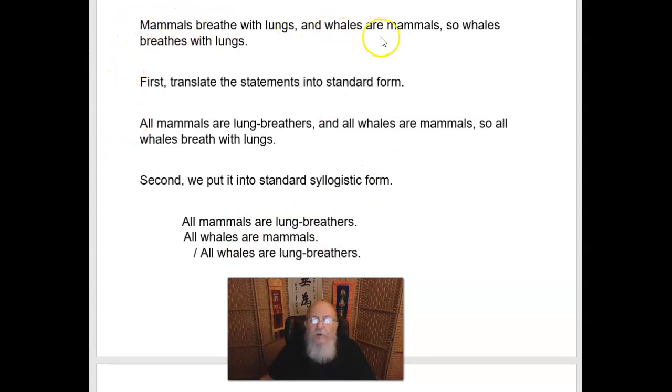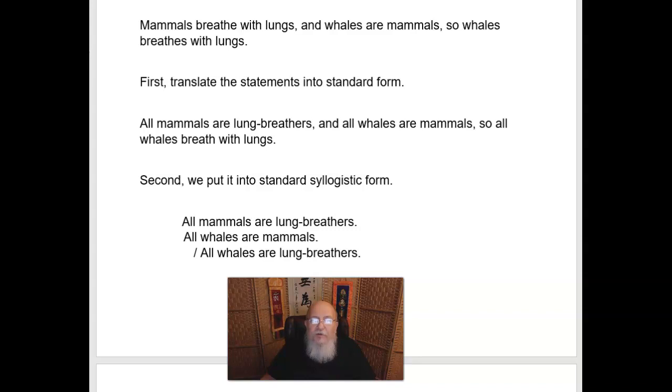So consider the following argument, which is not in standard form, and none of the statements are in standard form either. Mammals breathe with lungs, and whales are mammals, so whales breathe with lungs. The first thing to do when faced with an argument you find in the wild like that is to first translate the statements into standard form, into A, I, E, or O's. And so this becomes, all mammals are lung breathers, and all whales are mammals, so all whales breathe with lungs. And then we put it into standard syllogistic form.